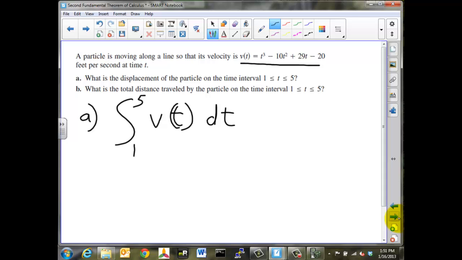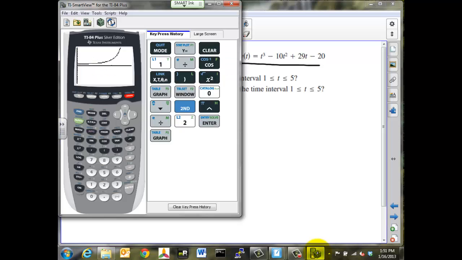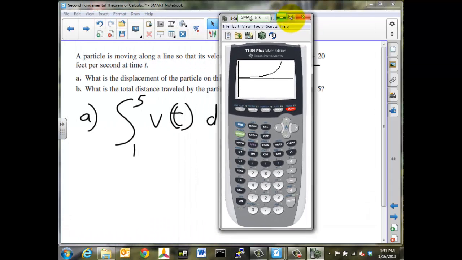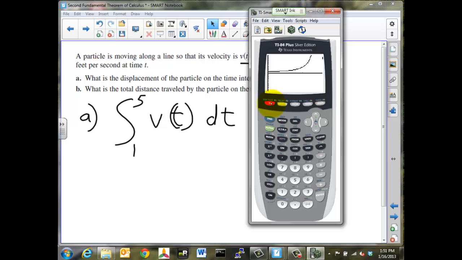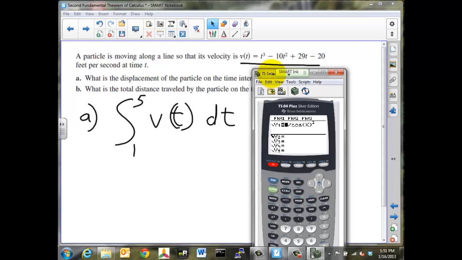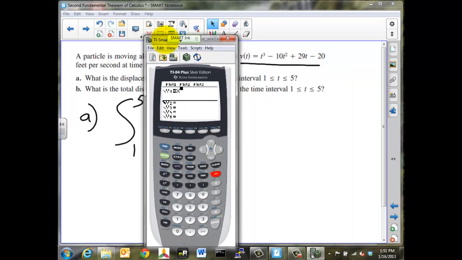Okay? Now, if any of you have one of these lovely devices, wouldn't it be nice if this would do that problem for you? Really would, wouldn't it? Well, let's see if we can figure out how to make it do that. All right? I am going to go to my y equals, and I am going to type in that function. X raised to the third minus 10 x squared plus 29x minus 20. Okay?